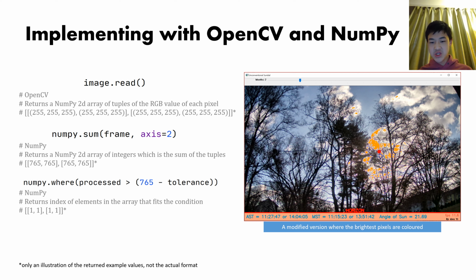And then to find the sun in the sky, I've created a simple but rather effective algorithm. Firstly, each tuple, which represents the RGB values of the pixel, is summed. The output value suggests the brightness of the pixel. Then, using numpy.where, all the brightest pixels of the image are selected. In the screenshot of the program to the right, the selected pixels are colored orange. Now, to find the sun, simply find the average position of all the selected pixels.